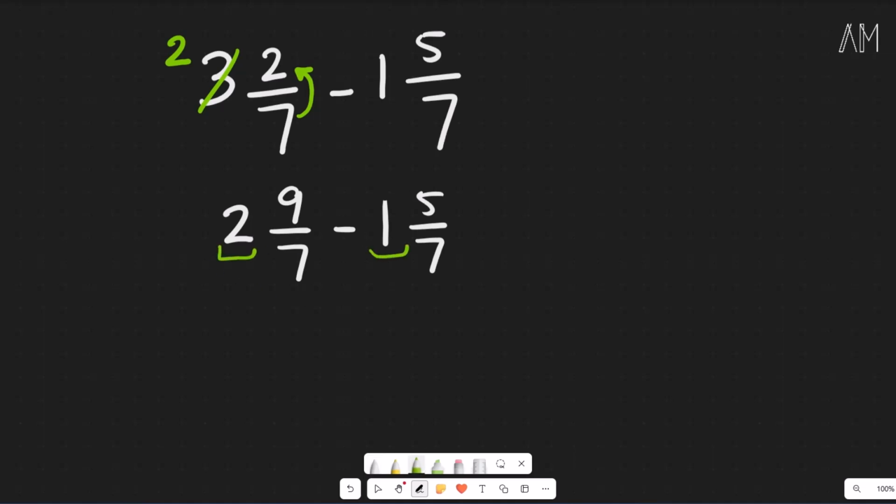Whole number minus whole number, a fraction minus the fraction. So 2 minus 1 is simply 1, and 9 over 7 minus 5 over 7 gives me 4 over 7, and that's how we do it in this case.